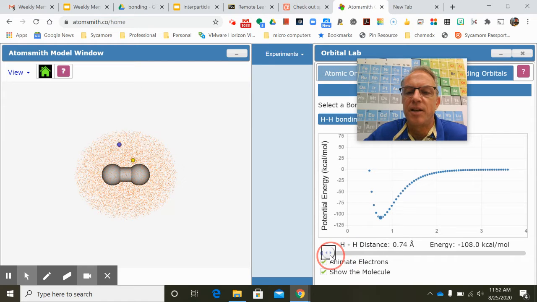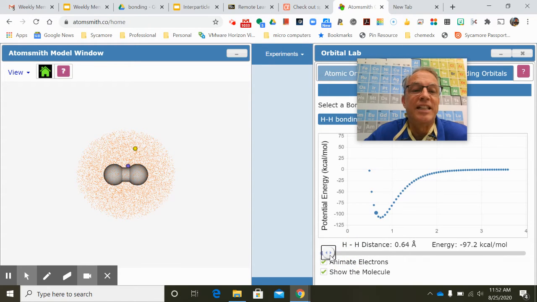It's basically the most energetically stable it is, which means this nucleus is pulling on both electrons, but if it pulls any more, the electrons start to repel and go up in energy. So that's kind of the sweet spot. That's where everybody has their happy balance of attractive and repulsive forces. And that's what causes bonding and stickiness and interparticle forces. This is just a small example.